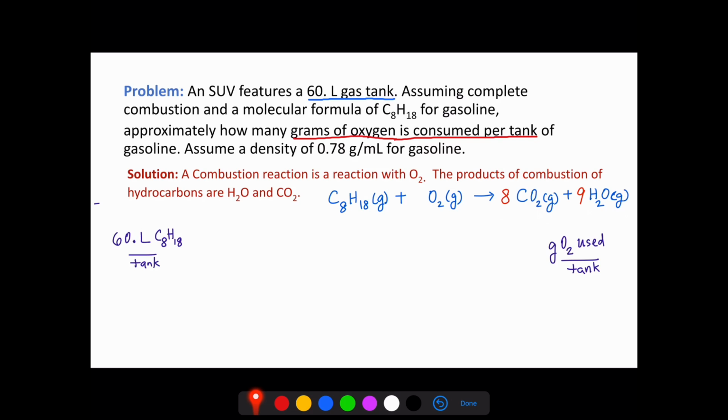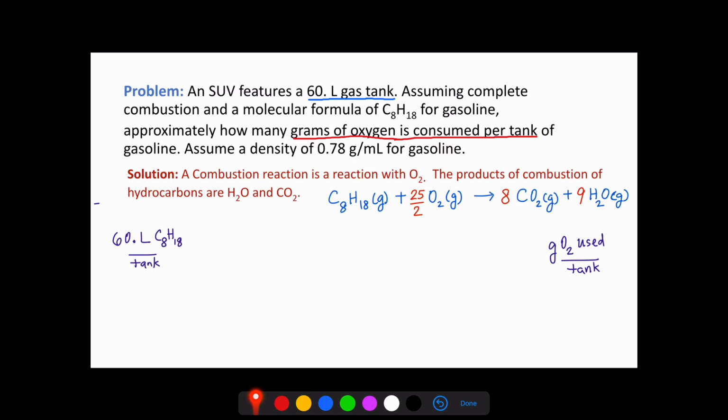So how do you get 25 oxygens on the left? If you put a coefficient of 25 over 2, then 25 over 2 times 2 is 25. Okay, so this is mathematically correct, but we cannot have fractional coefficients. So you double everything up.